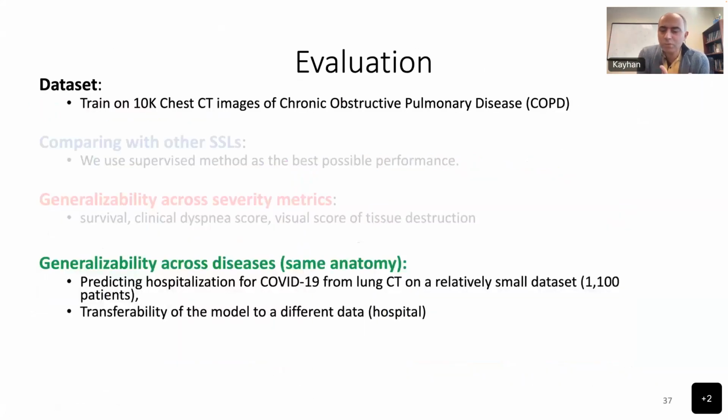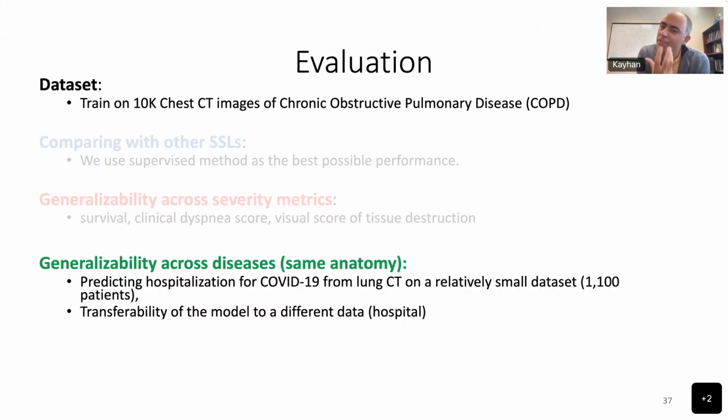But the next level would be how generalizable this approach would be for a completely different disease, but the same type of imaging. So in this case, we are going to see how generalizable these features are for COVID-19, which is coming from the same anatomy, lung, and the same modality, CT images. But here the goal is that we only have a small sample size, only 1,100 samples from COVID-19 of the 3D CT.